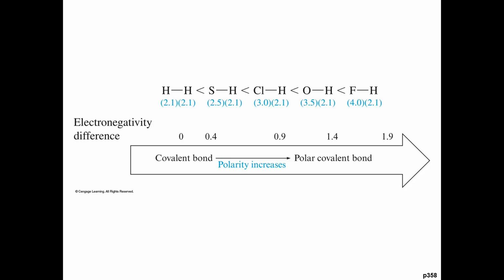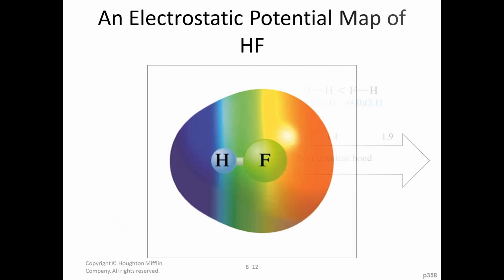If we look at a series of bonded species, usually we say that between 0 and 0.4 electronegativity difference, we have covalent bonds. Between 0.4 and 1.9, we have polar covalent bonds, and above 1.9 electronegativity difference, we have ionic bonds.